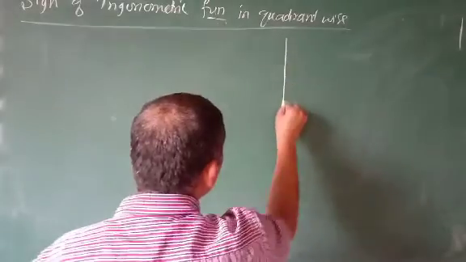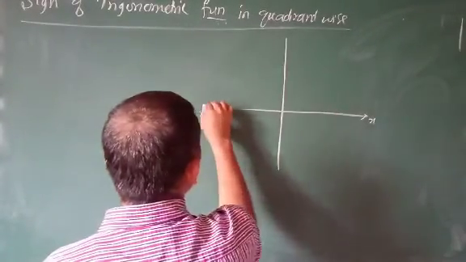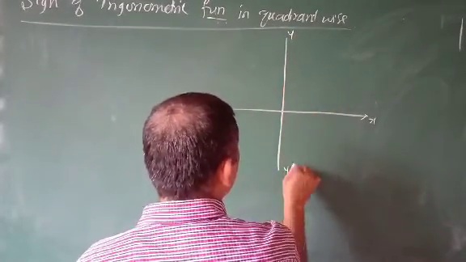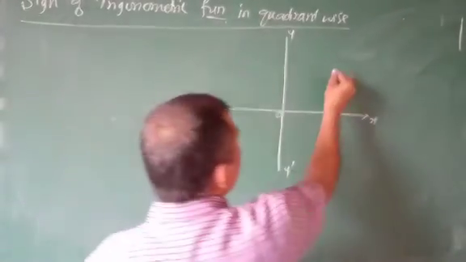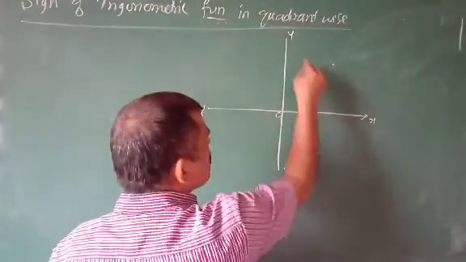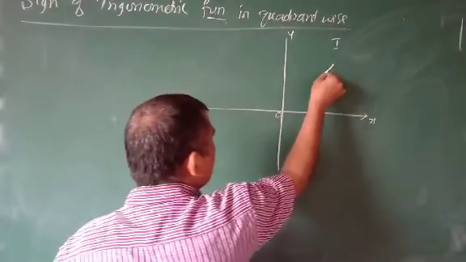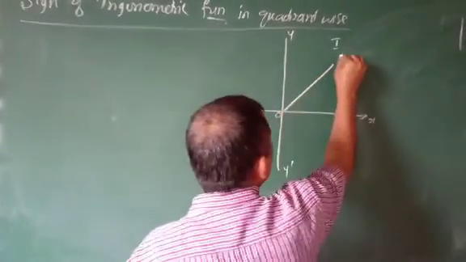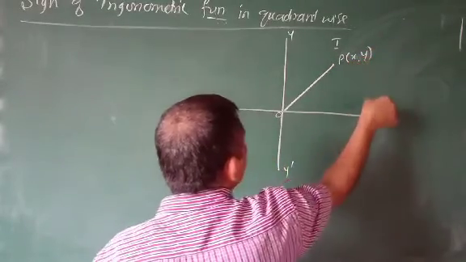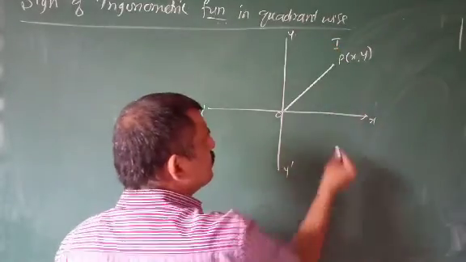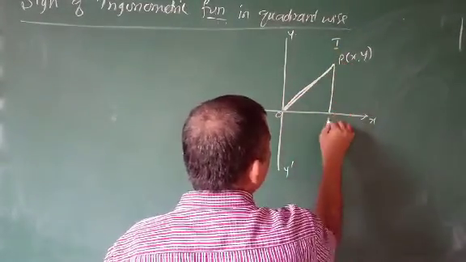Consider a coordinate plane where one axis is the x-axis and another is y dash, and the center is O. Let P be an end point in the first quadrant. Join OP. P of x comma y, where x is positive and y is also positive. Join OP, and PM is perpendicular to the x-axis.